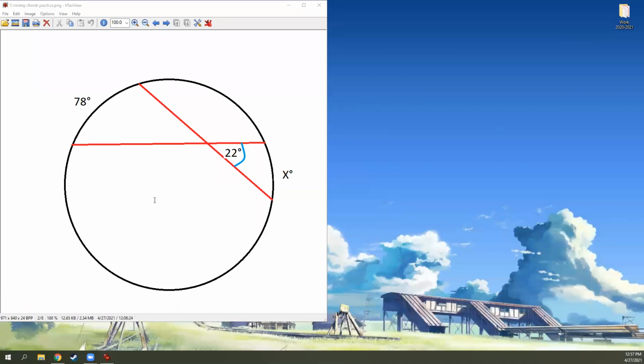But we're going to do exactly what we're supposed to do. You add up the two arcs on the outside, right? Divide by 2, and that's going to equal our inside angle. Even though we have it, I'm still going to write out the formula because it's going to help me. X plus 78 over 2 is going to equal 22, right?